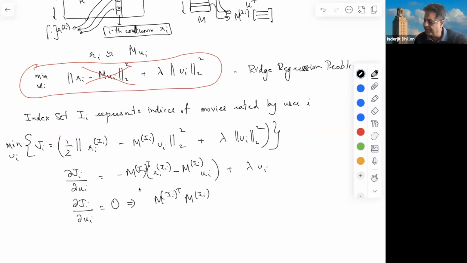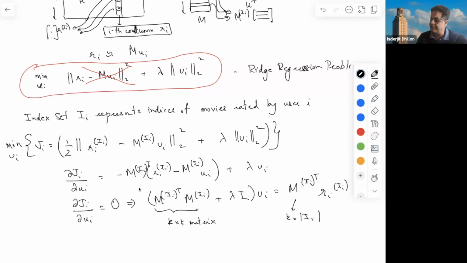Okay, this should have been a transpose, I guess. Plus lambda I, U_i is equal to M_i transpose times R_i. One thing to note is that this will be a K by K matrix, nothing to do with M or N. This will be a K times n_i matrix, and this will be our size.